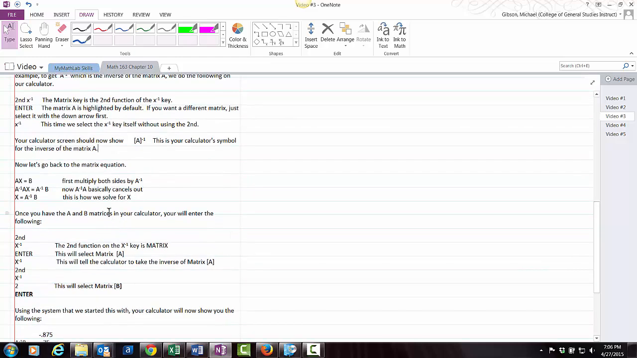All right. So if we go back to the matrix equation, remember we're trying to solve for X. We can work our way through it. But the bottom line is this, what we get is X equals A inverse B. So on our calculator to solve for X, what we have to enter is A inverse B.